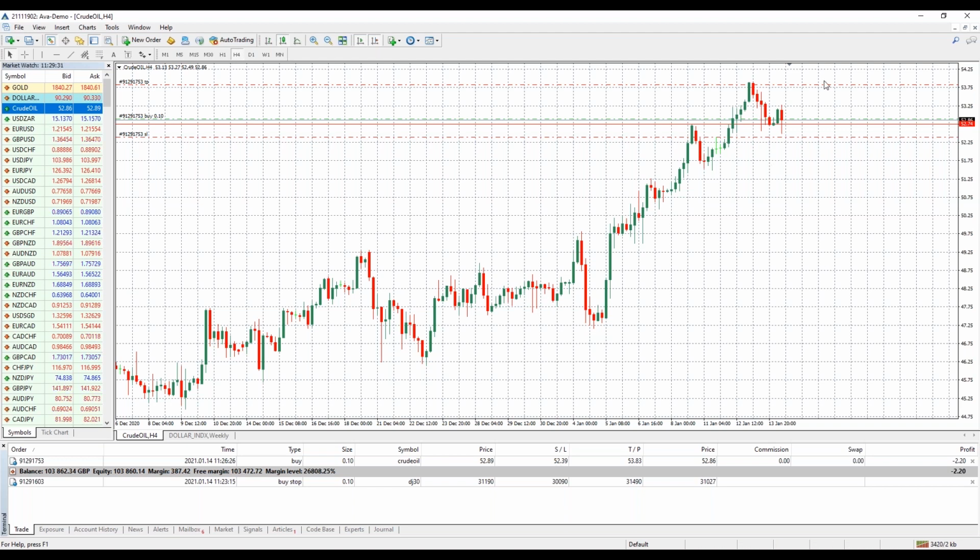Yes, I could fully leverage my trade and take a 5-lot position and buy, and hopefully it goes up, and I might be right. But that type of trading can blow an account as well. So risk management makes sense.